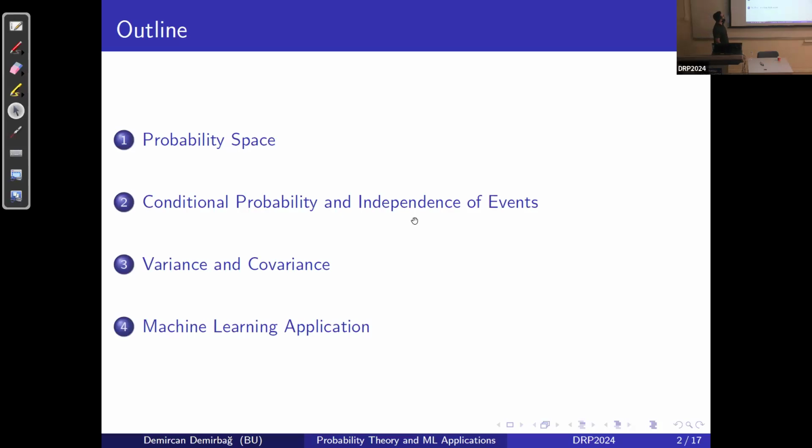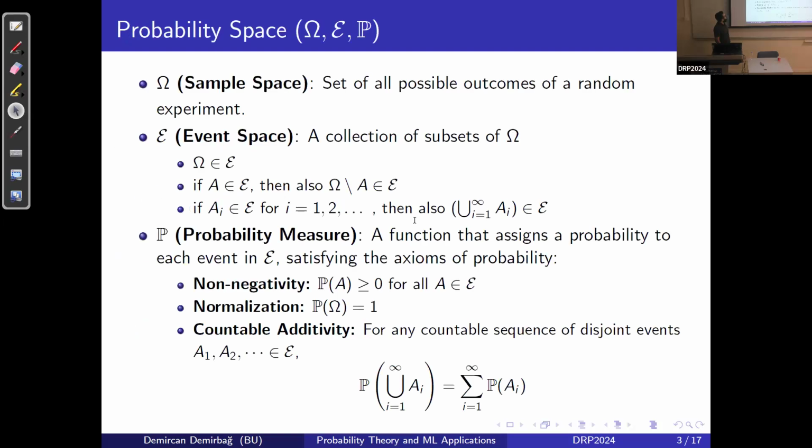We are going to start with the probability space. And when I define some things, I tend to give examples to make them more understandable. Then we are going to talk about conditional probability, independence of events, variance and covariance. At the end of my presentation, I'm going to give one application of probability theory to machine learning. The examples are not that complicated, by the way. They are just interesting to me, and I wanted to share them with you.